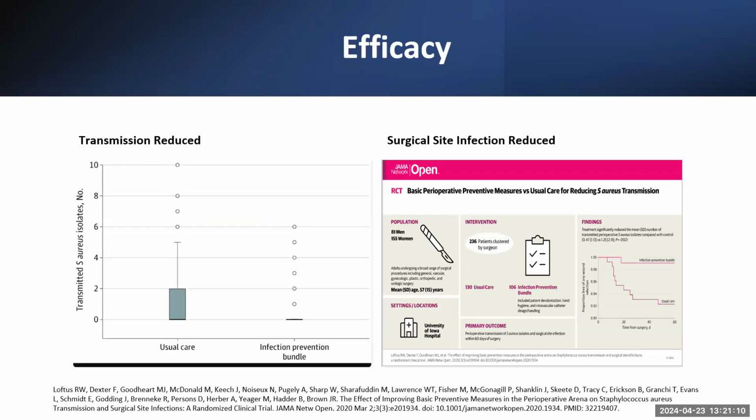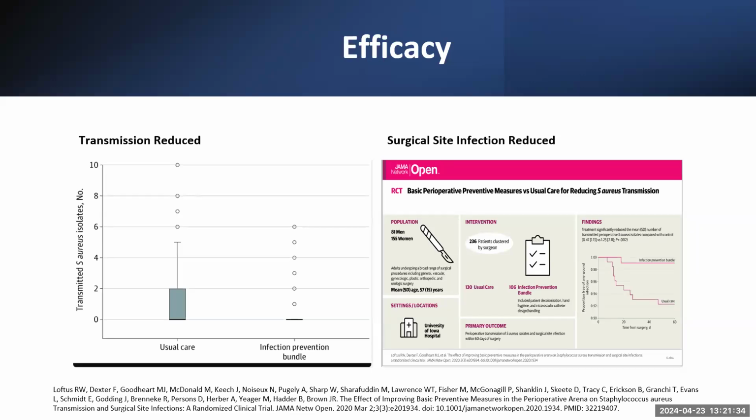We have studied this approach intensely. So in 2019, we conducted a randomized controlled clinical trial. It was a cluster randomized trial at the University of Iowa. It involved 40% of surgeons, colorectal, gynecology, oncology, orthopedics, many other types of surgeons.